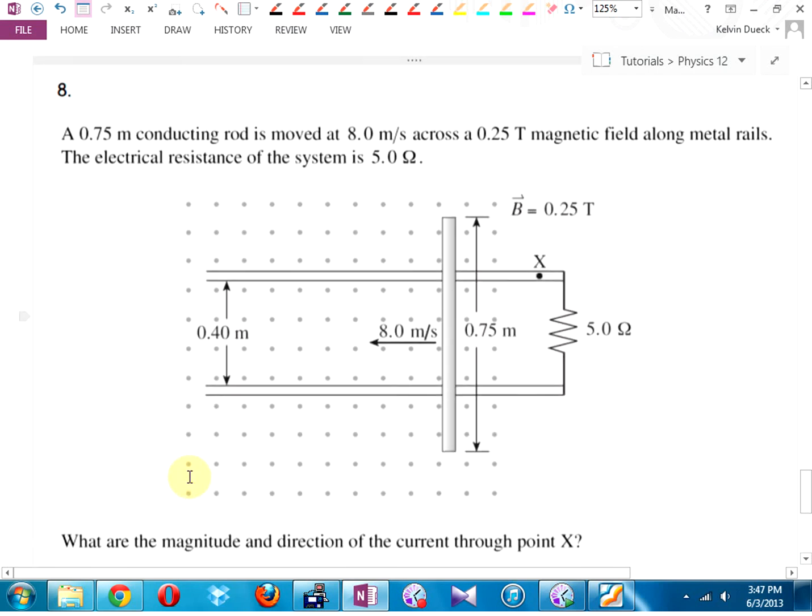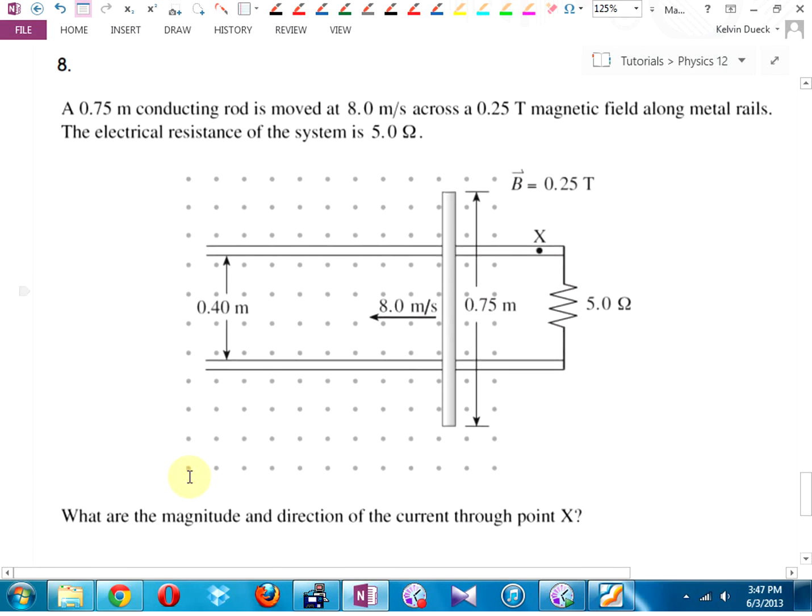All right. What are the magnitude and direction of the current? Now, this time, someone else is moving it. There is no external current. You see a battery anywhere, like the previous one? So in the previous one, we supplied voltage and current to get motion. Here, someone is supplying motion to get current.